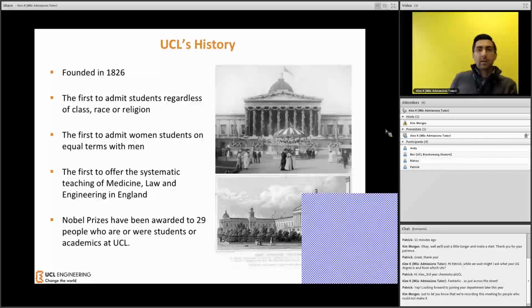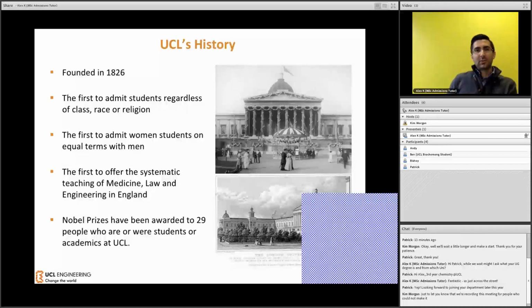So 29 alumni or professors at UCL have been awarded a Nobel Prize. And if you notice this building here in this top picture, I'm not quite sure how old this picture is, but I know that it is from the early years of the previous century. And this is how our building, the same building, looks today.